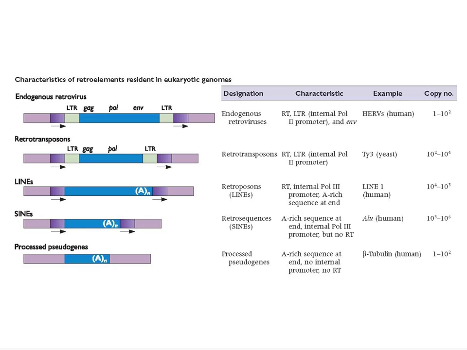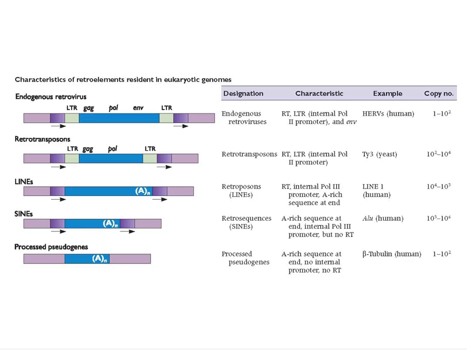Then there's another class called retrotransposons. These have very similar features, a duplication of host DNA. They have LTRs, they have gag and pol, but they don't have envelope genes. They've been deleted, so they don't make particles. But they do have reverse transcriptase, and they can jump around within the genome because of that reverse transcriptase. So this can be transcribed.